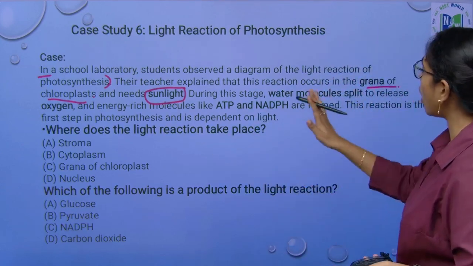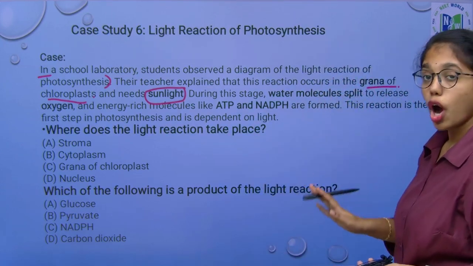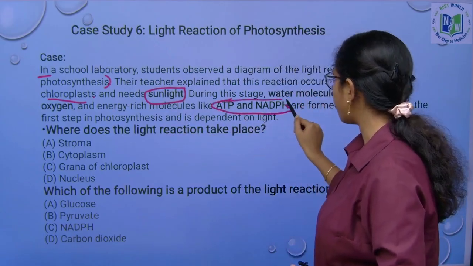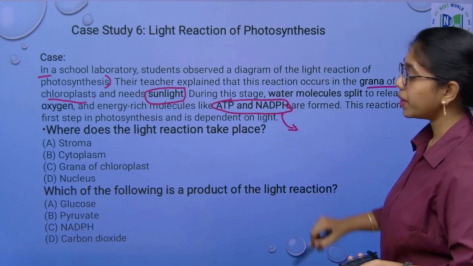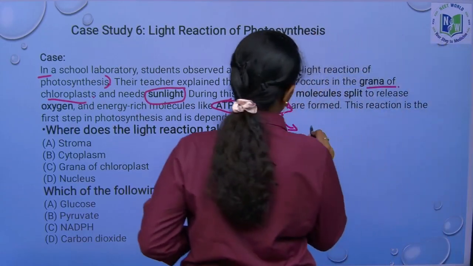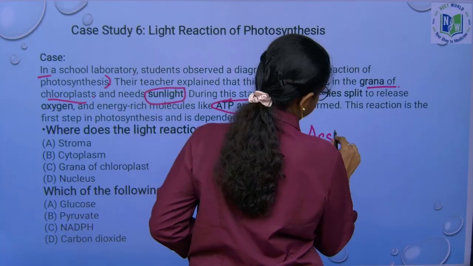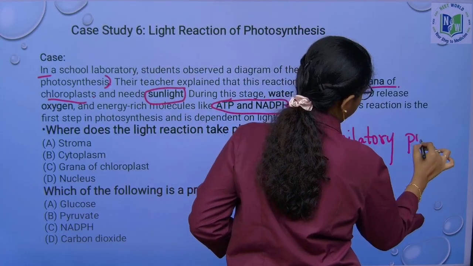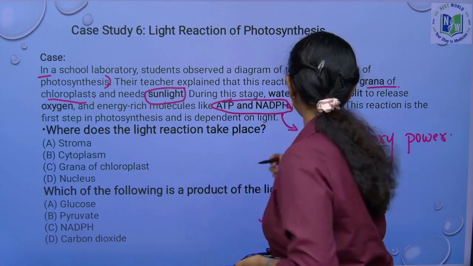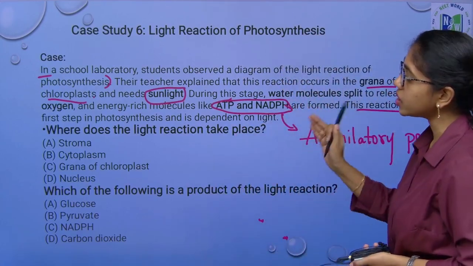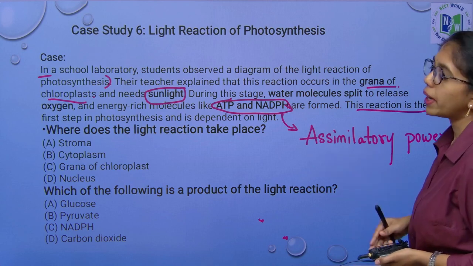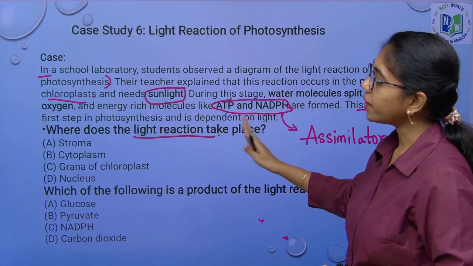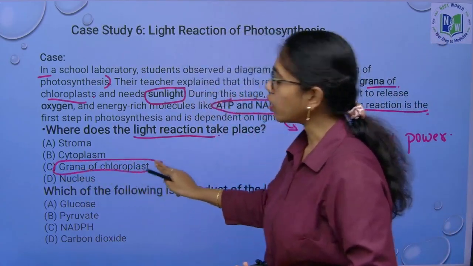During this stage, water molecules will split to release oxygen and energy rich molecules ATP and NADPH. These energy rich molecules, ATP and NADPH together, you can call it as assimilatory power. And next, this reaction is the first step of photosynthesis and this is dependent on light. Where does the light reaction take place here? Light reaction takes place in grana of the chloroplast, right?